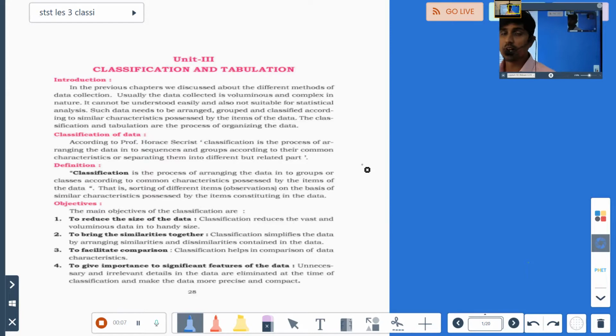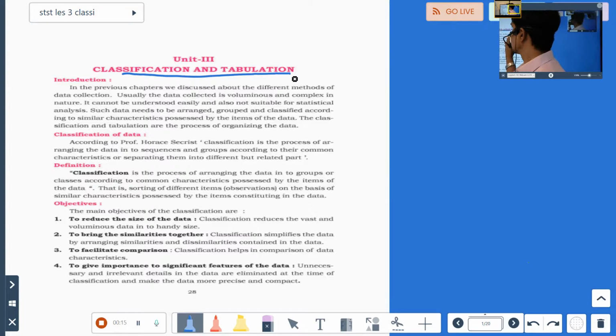Let's continue our next lesson, that is lesson number 3, classification and tabulation. So this is again a big lesson. The lesson is divided into two parts. One is classification and one more is tabulation. Okay. So let's continue. So what is classification?